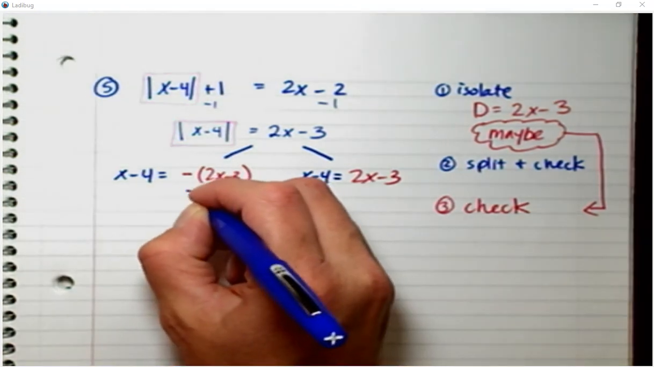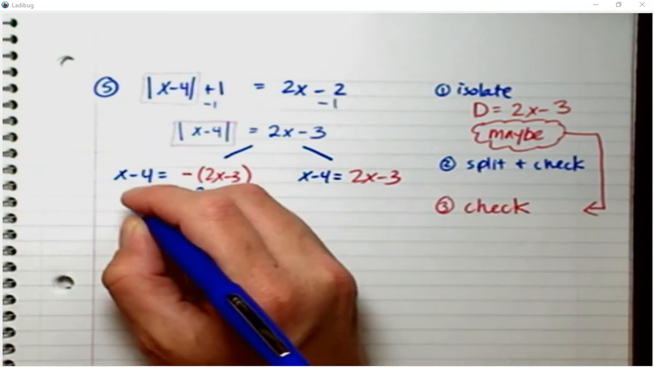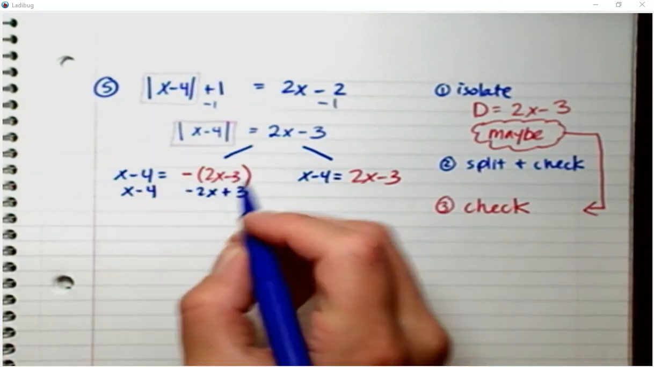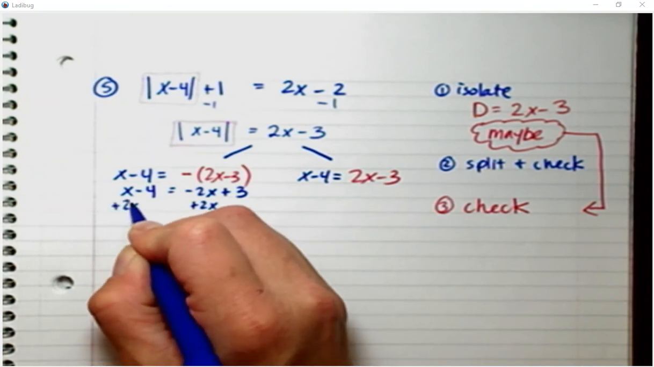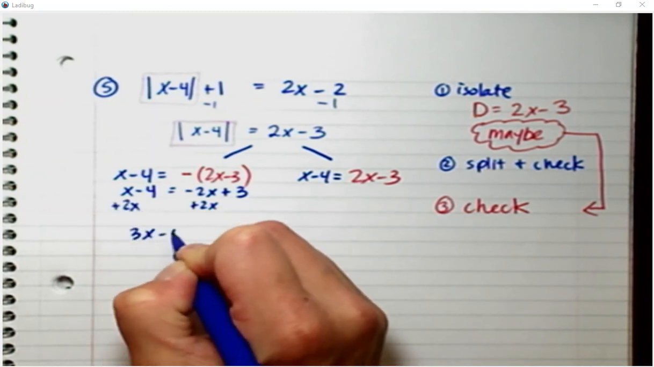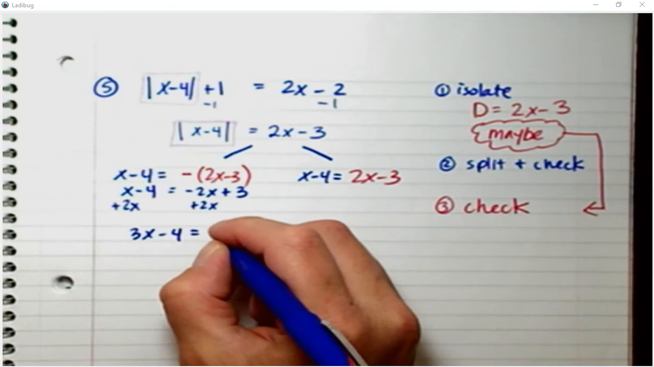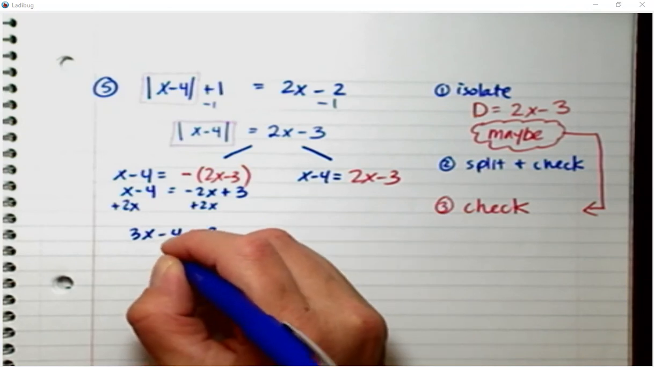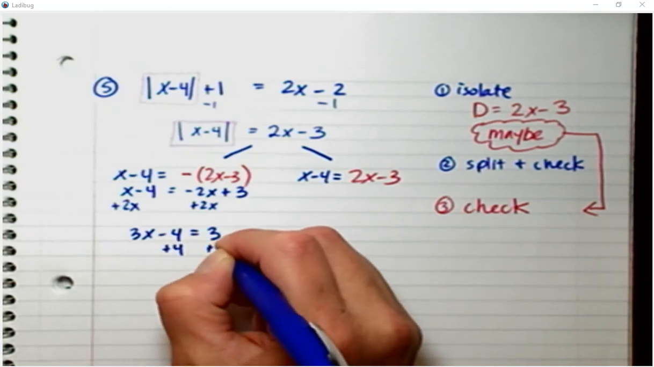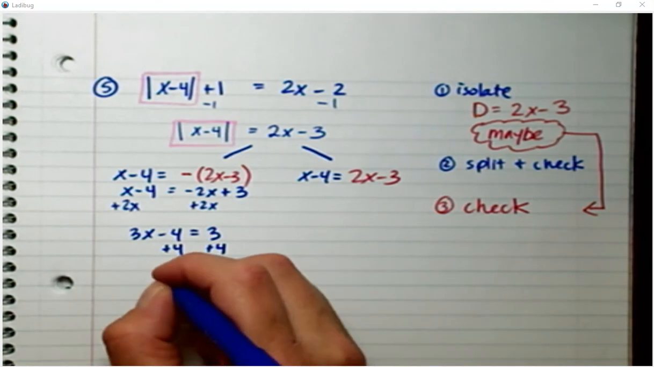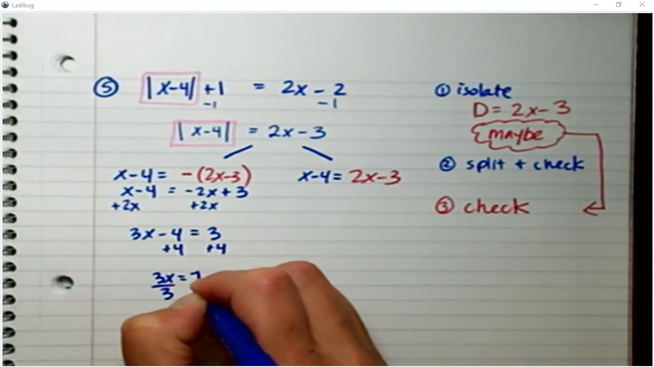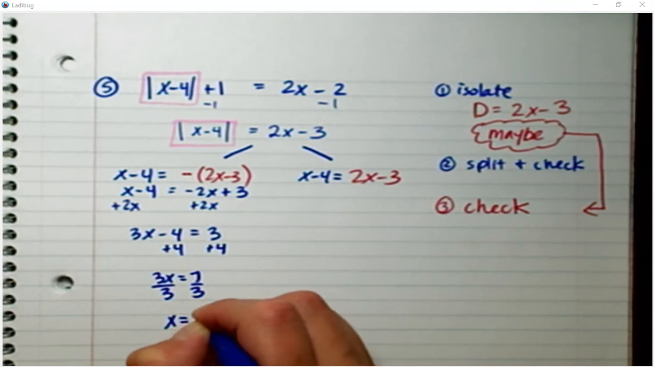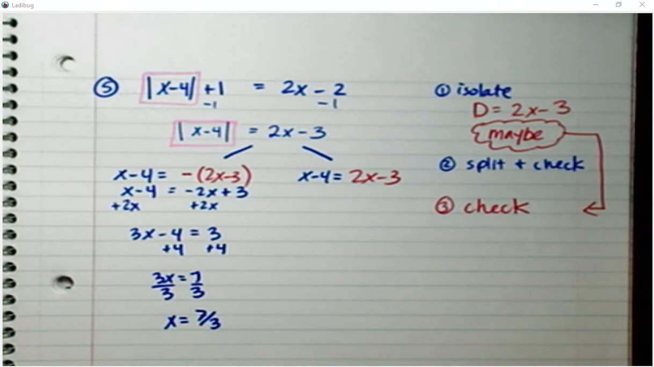Okay, so start distributing and combining your like terms. I strongly suggest that you combine your x's first. Okay, so now I'm adding 4. Okay, 3x equals 7. Divide by 3. Yes, fractions are okay. 7/3.